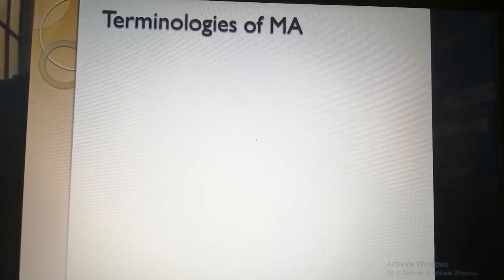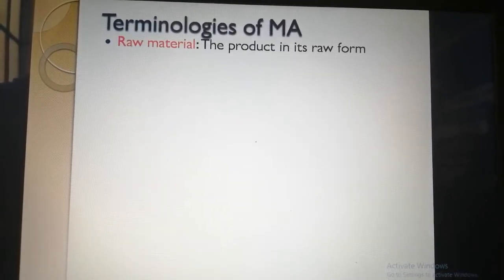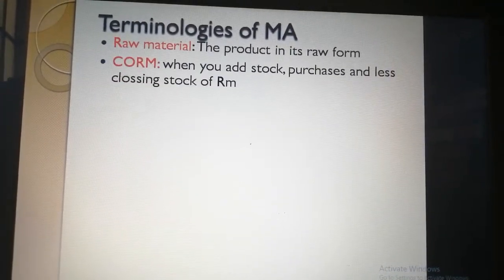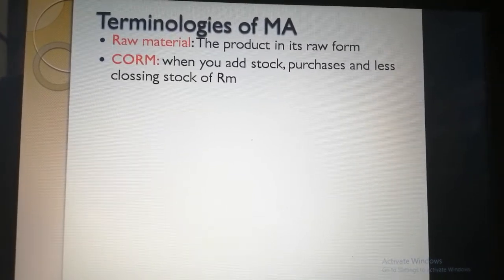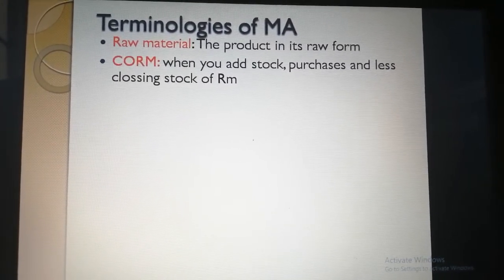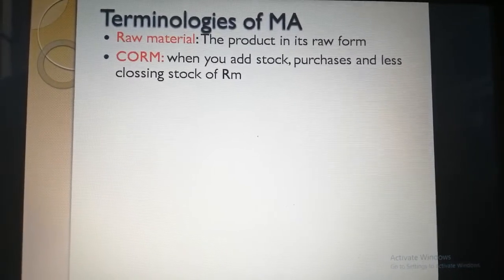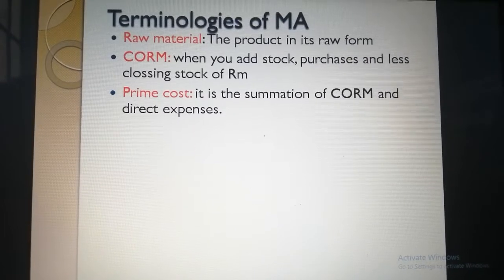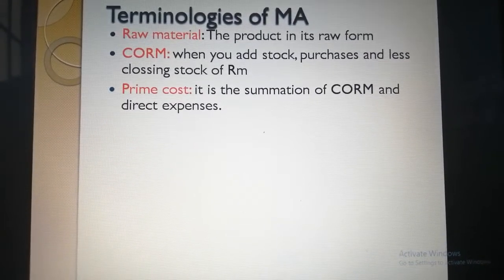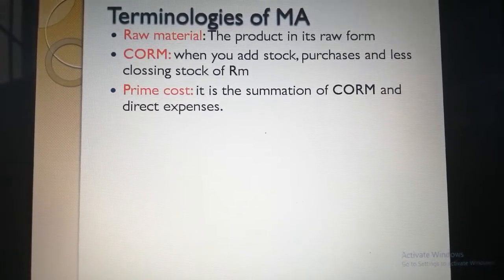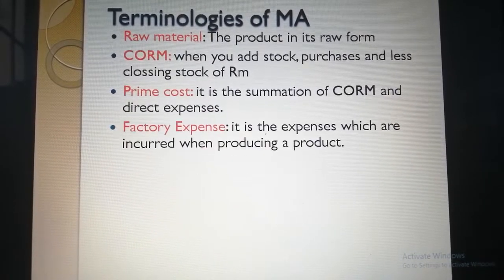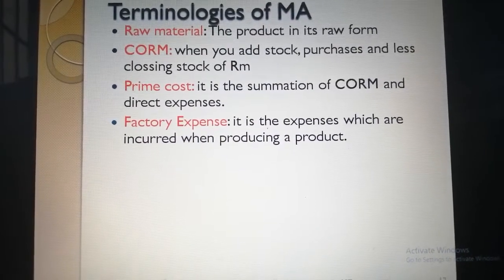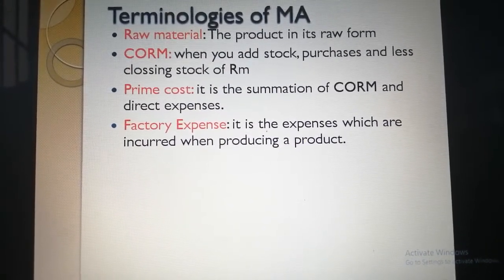Now, terminologies of manufacturing account. We have 1, raw materials, the product in its raw form. 2, we have cost of raw materials. When you add stock and purchases less closing stock, you get cost of raw materials. Prime cost is the summation of cost of raw materials and direct expenses. Factory expense is the expense which is incurred when producing a product, which is the cost of overhead.